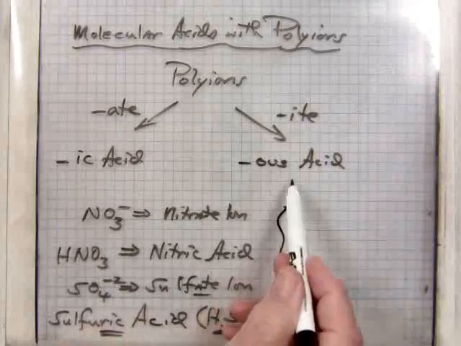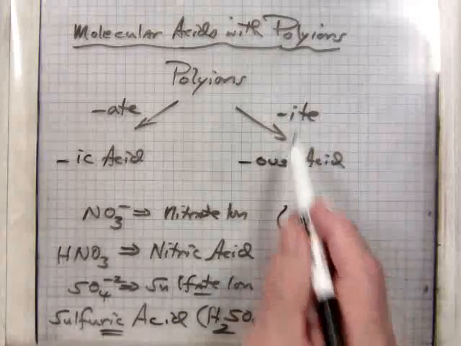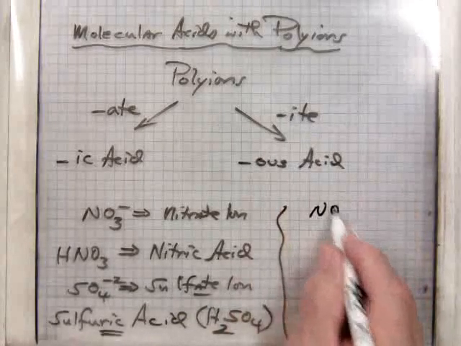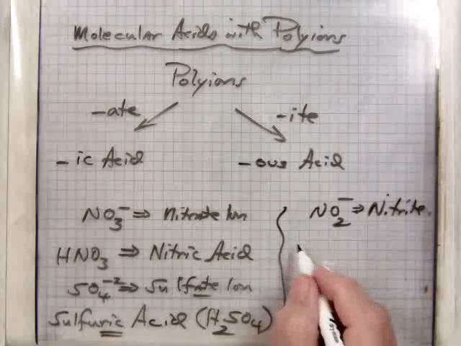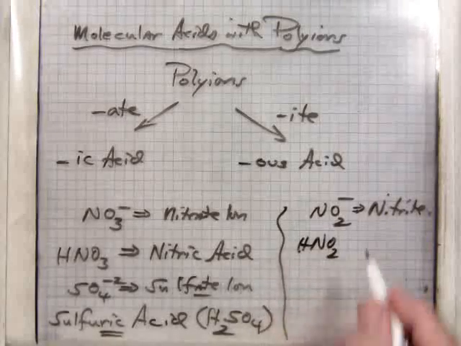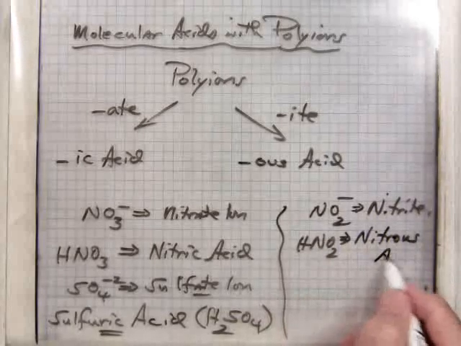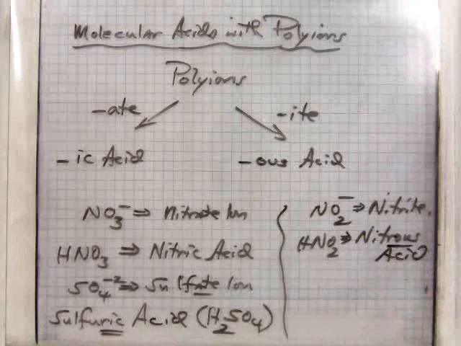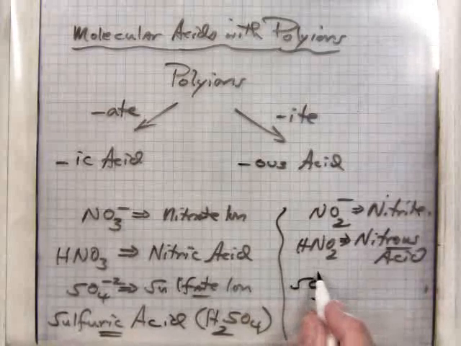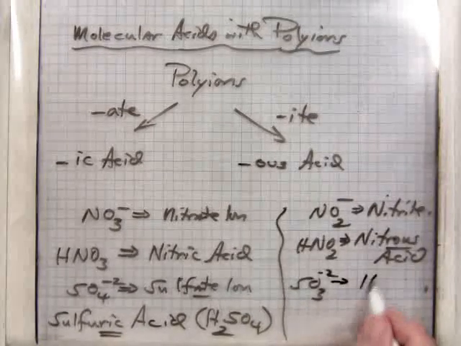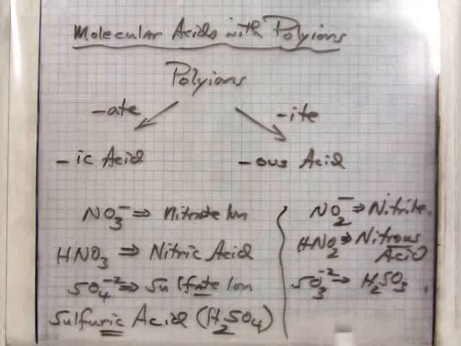Now over here, if you're using anions that have negative charges and ITE endings, NO2 minus is a nitrite. And so the acid would be HNO2 and is called nitrous acid. So you see that OUS ending is applied to the nomenclature. Here is SO3 2 minus, which will give you H2SO3. And since that ends in a sulfite, that's a sulfurous acid.